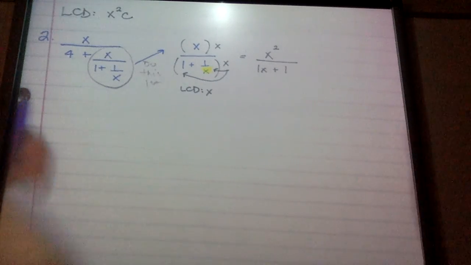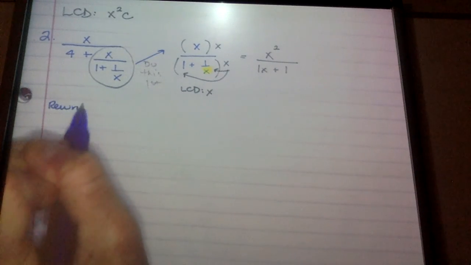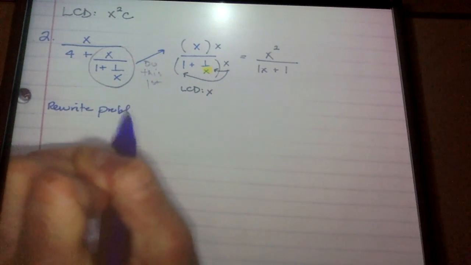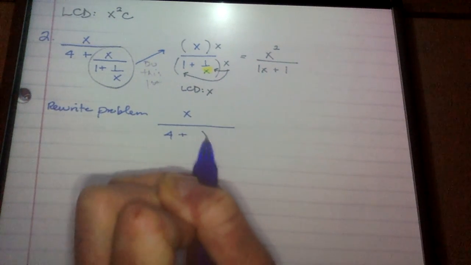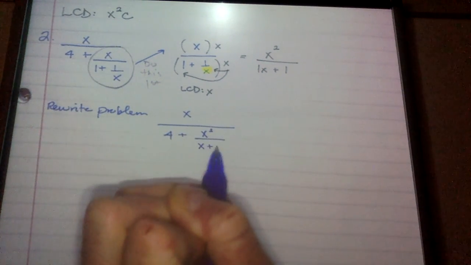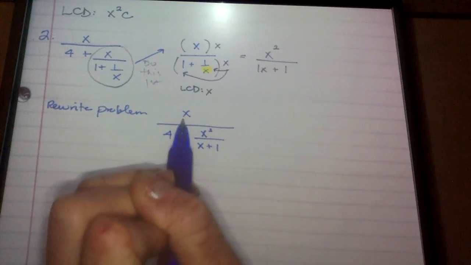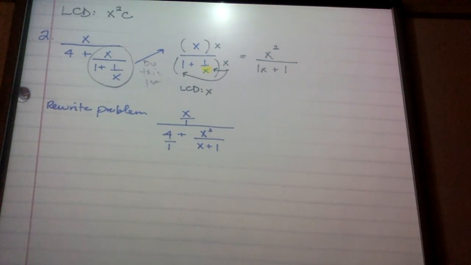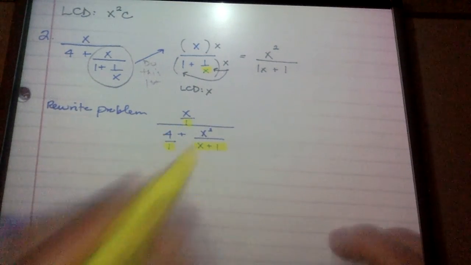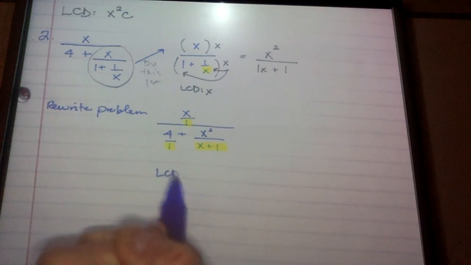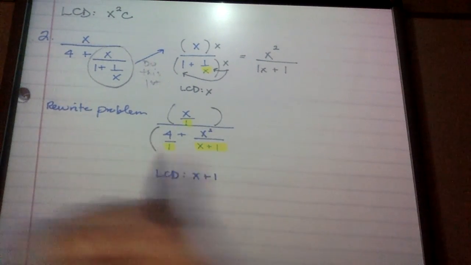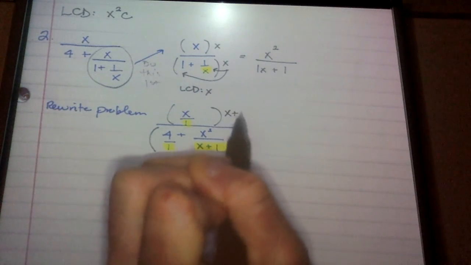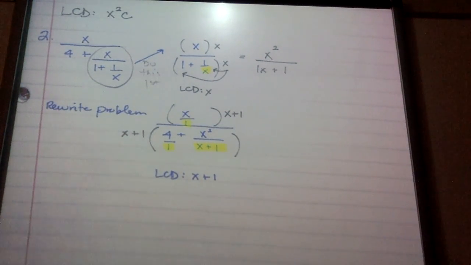So now I'm going to rewrite the problem. So I have x divided by 4 plus x squared over x plus 1. Now both of these have an invisible denominator of 1. So if I look at these three denominators, I know that my LCD is x plus 1. And so that is what I'm going to multiply, top and bottom. Doesn't matter whether you write it on the left or the right, as long as you know we're going to be distributing.